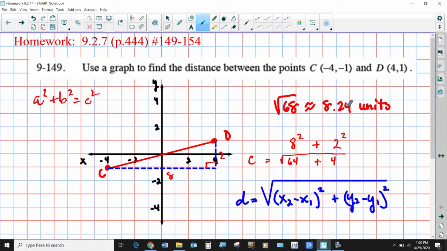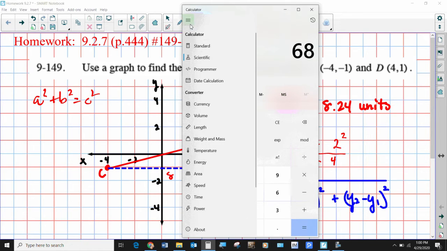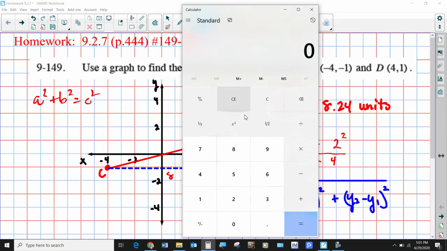I'm wondering, yeah, no, that should be right. 68 square root, where are you, square root button? Are you on the regular calculator? There you are.